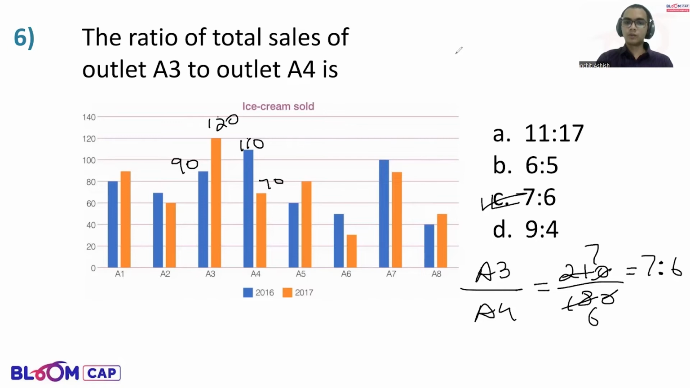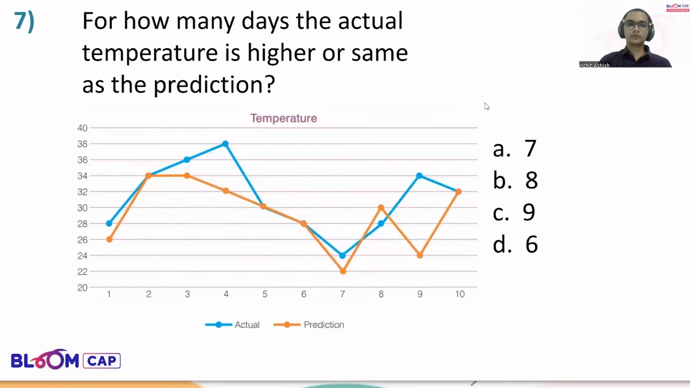All right. So what did we do here? We just added them together. We divided them. We removed the common factors, and that's how we got the answer 7:6. Right. Let's move on to the next question.